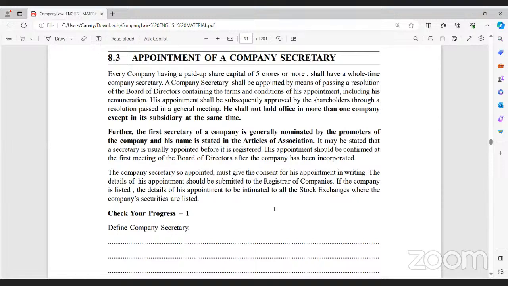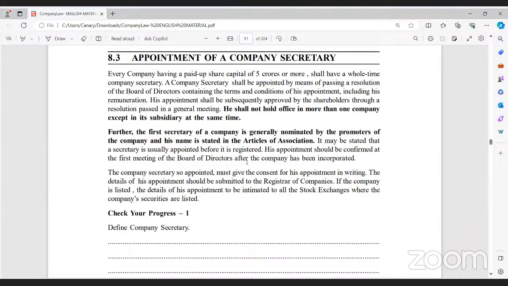Next is the appointment of a company secretary. Any company which has paid up capital above 5 crores should appoint a whole-time company secretary. Remember, above 5 crores paid up capital, it must have a full-time company secretary. He will be appointed by passing a special resolution at the board of directors meeting, with certain conditions, and some remuneration will be paid to him. Even in the general shareholders meeting, by passing a special resolution, this person can be appointed.